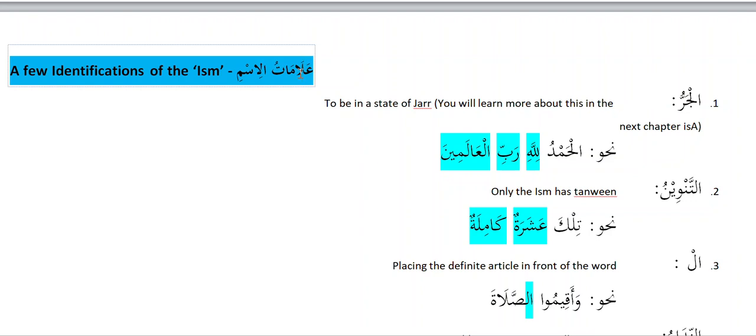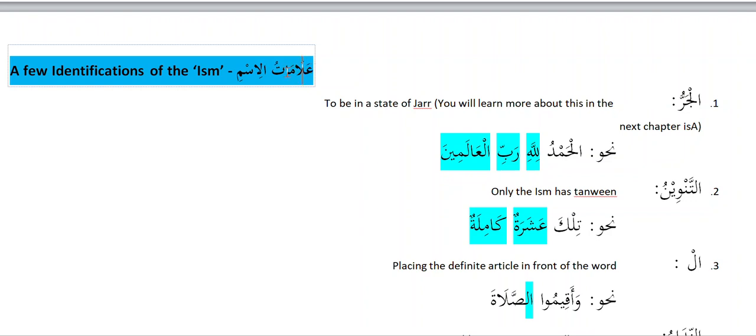Because the question that you ask me is how do you make sentences? Well, you cannot understand how to make sentences until you know the parts of speech. Because we have generally in Arabic two kinds of sentence, and it's based on the parts of speech, which part of speech is in the sentence. So let's look at the four signs of an ism. Are you following? This is not too much, right? If you want me to slow down or explain something further, feel free to ask. So this lesson is a few identifications of the ism.